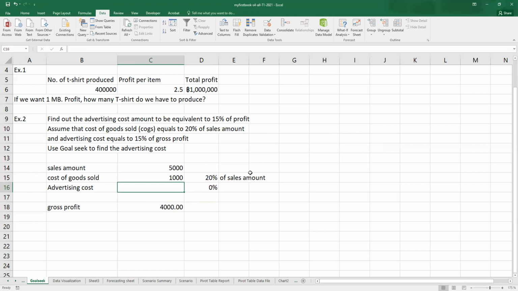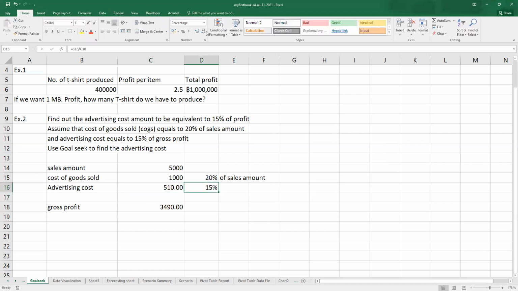Suppose I just guess some value. I put 500. Okay, if advertising cost is 500, the percentage is 14%. And then I add some more advertising cost and see whether it's equivalent to 15% or not. I put 510. Yeah, something like that. And then I check again. For this one, it's still not, actually it's just rounding.